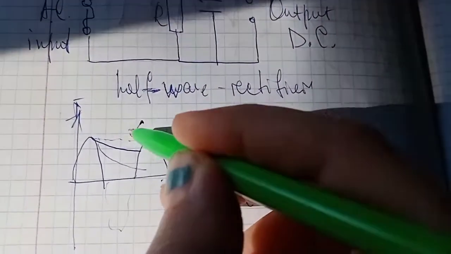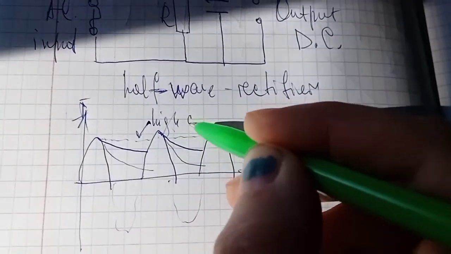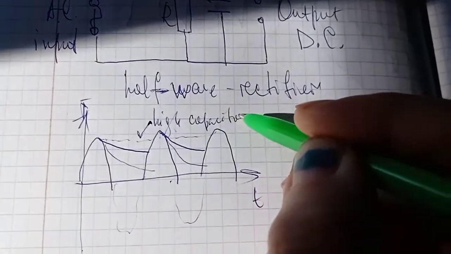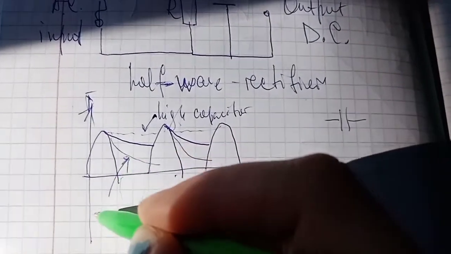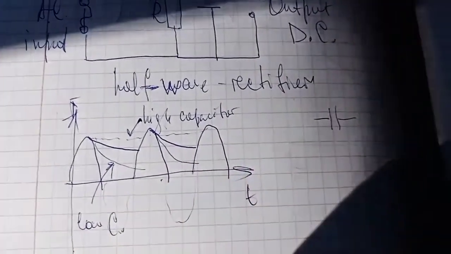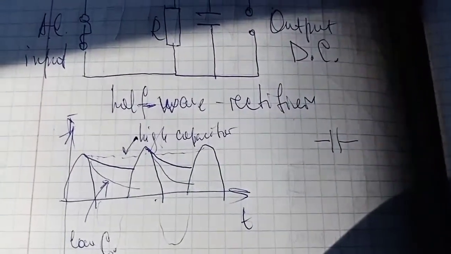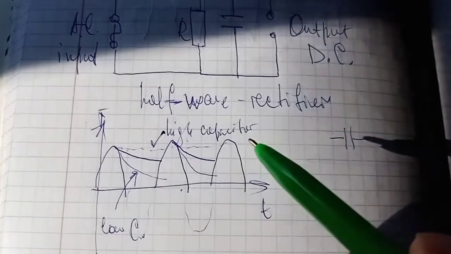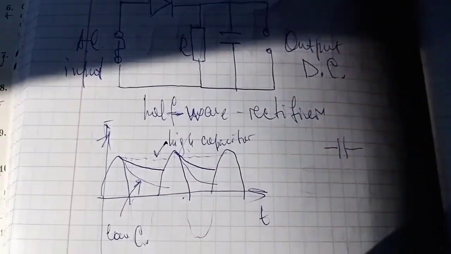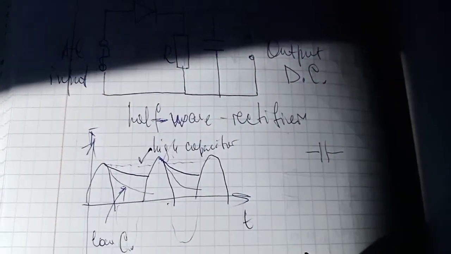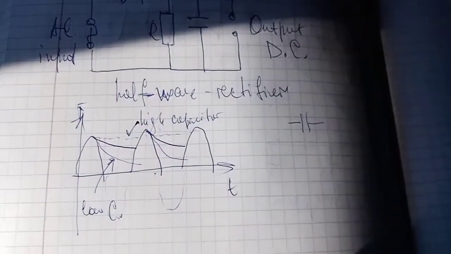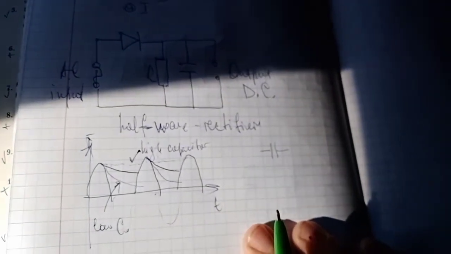So here will be a higher capacitance, and here will be a lower capacitance. If you want to make the result line more horizontal, we need to use a higher capacitance in this case. So that's why it's easier to use one diode, but we need a higher capacitor. And we can have another circuit, and it is called a full wave rectifier.